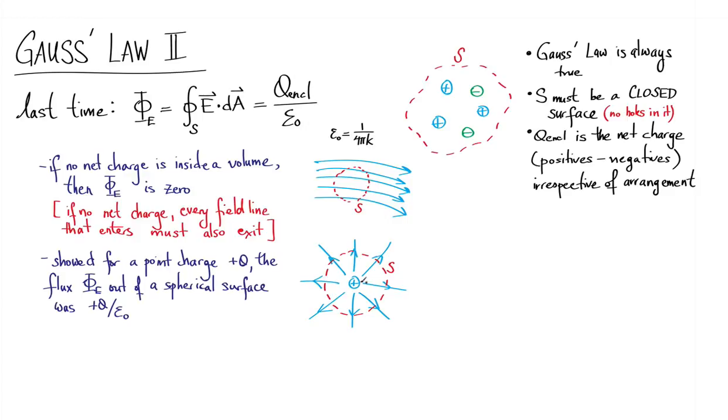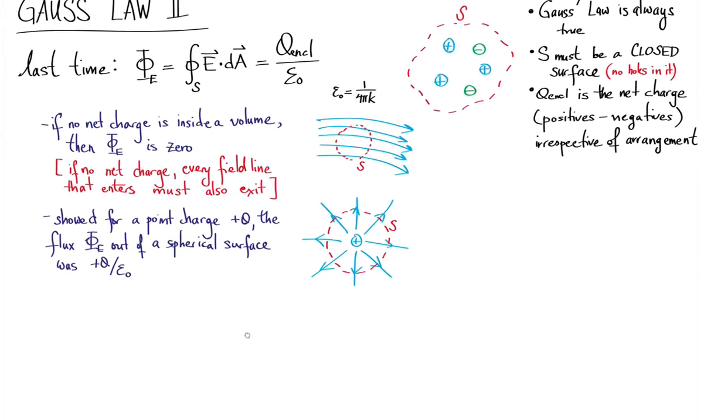We also said for a point charge plus Q that the flux, we solved for this actually, that if we took a spherical surface S, that the net electric flux out of it was plus Q divided by epsilon naught. And we basically just showed that by doing this integral, and that's just a restatement of Gauss's law.